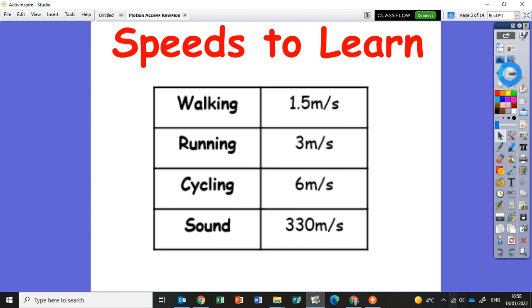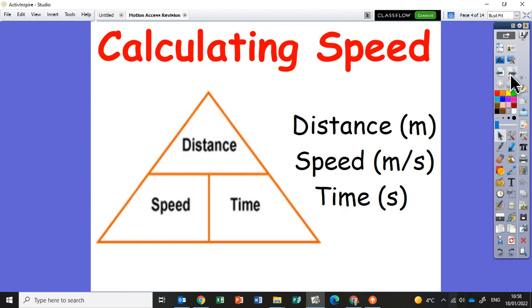Those sort of things. First calculation is distance, speed, and time. You do this in maths. So distance equals speed times time, or speed is distance divided by time. The common units for physics is distance in meters, speed in meters per second, and time in seconds.